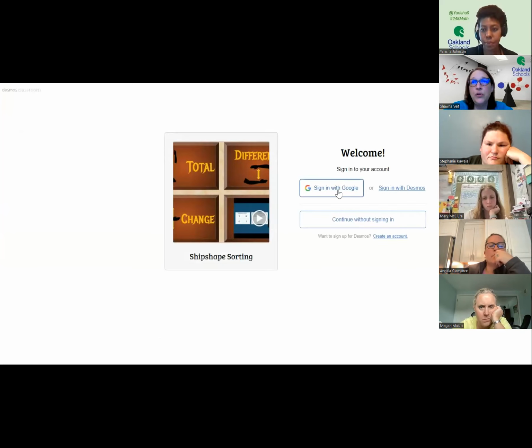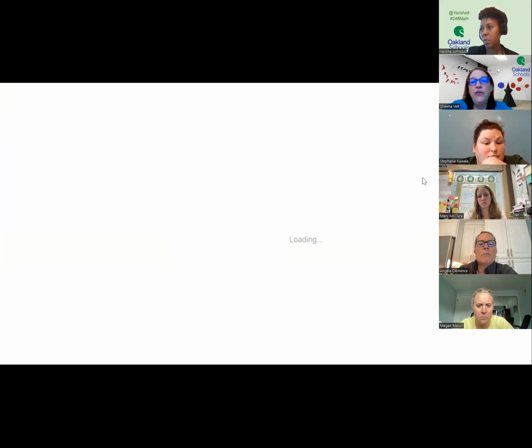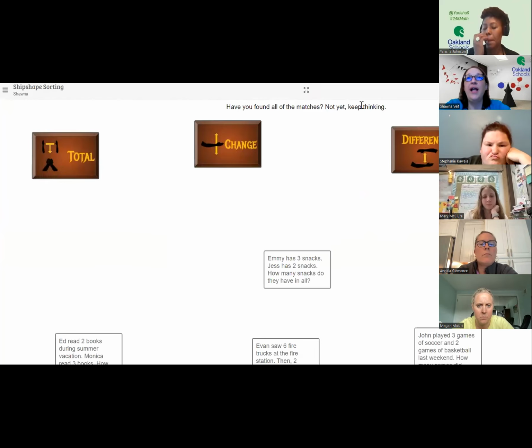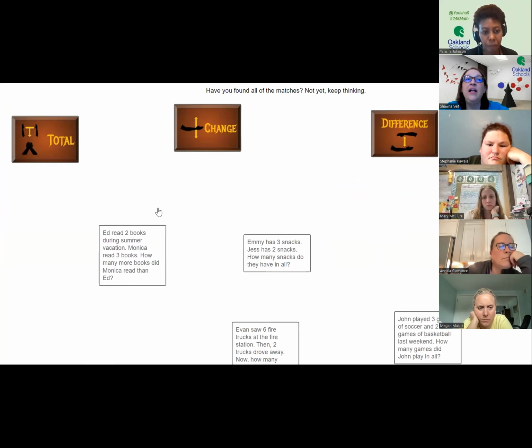When you click on that screen, you'll see a couple different ways. You can sign in with your Google email. You can sign in with Desmos, which you don't have right now, or you can continue without signing in. Just choose that, and you can enter your name. Then I'm going to show you how to sort the cards and what happens as you go. At the top, you get immediate feedback. Have you found all of the matches? Not yet. Keep thinking.